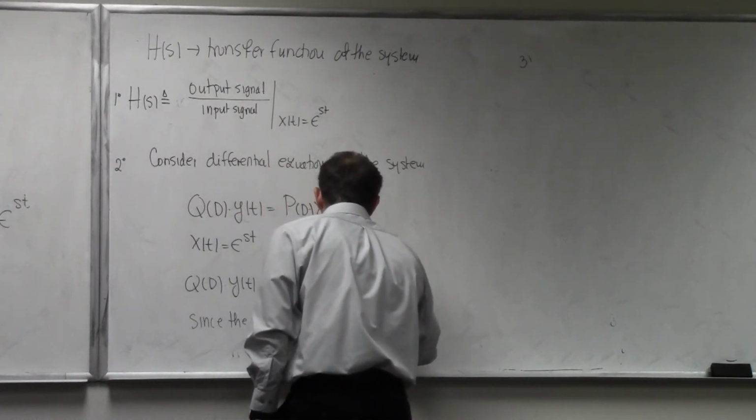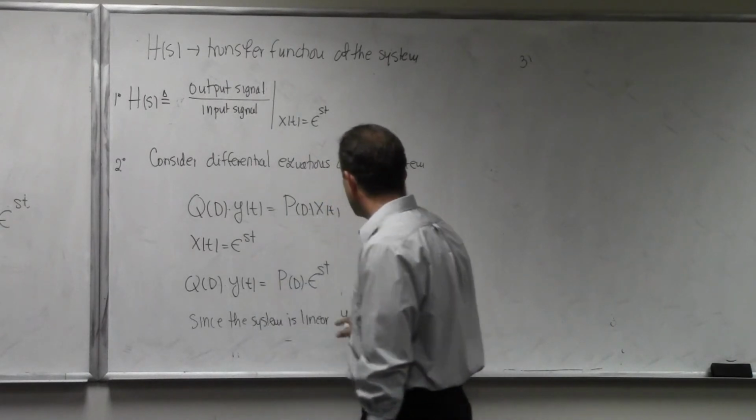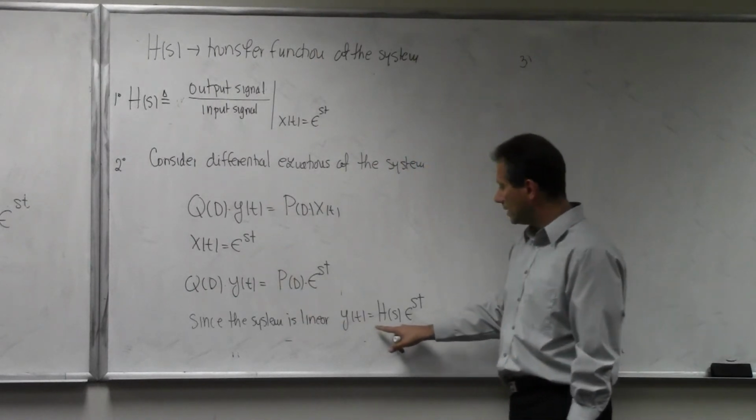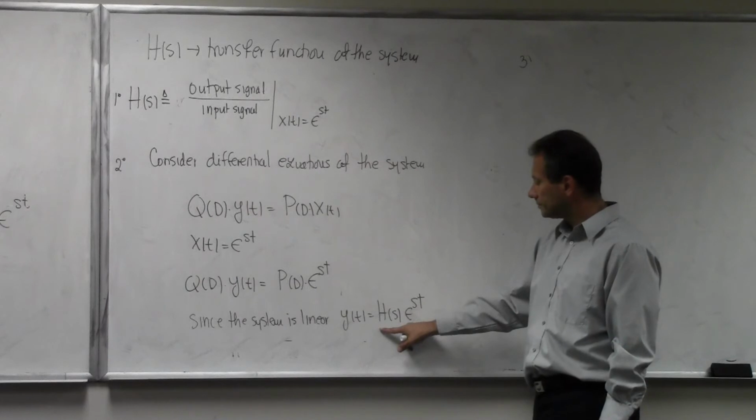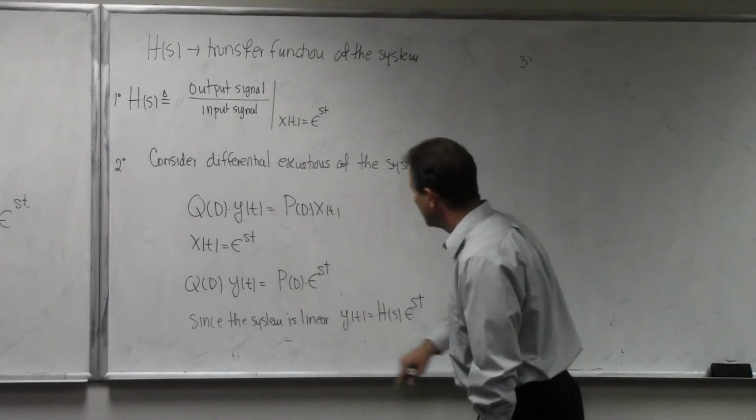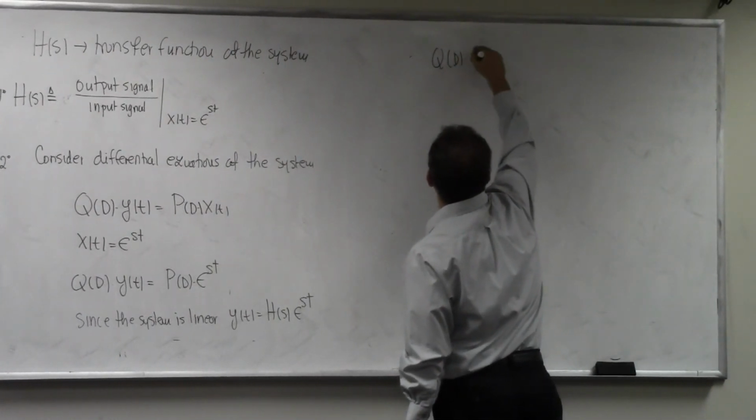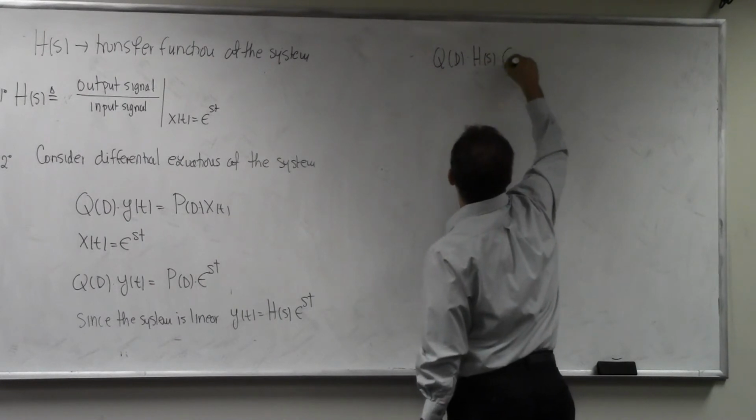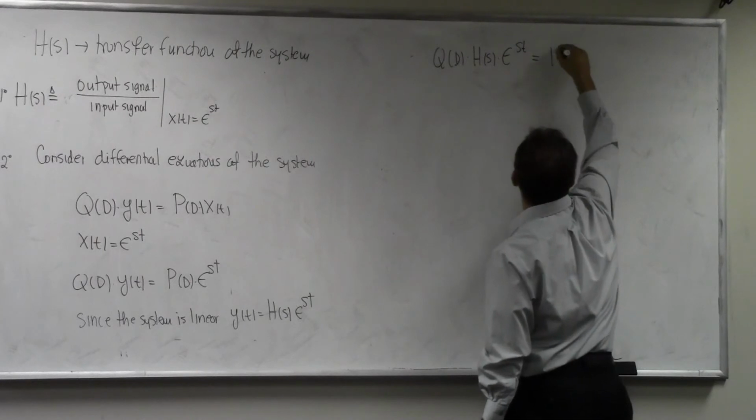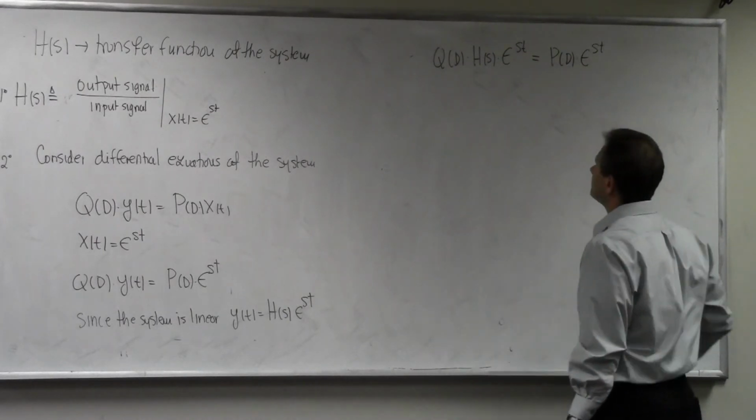Y of t has to be equal to H of s e to the st, right? Because for a linear system, if you feed a complex exponential, your output is going to be some constant times that complex exponential. So let me put this back in here, and you end up with Q of D times H of s times e to the st is equal to P of D operating on e to the st.